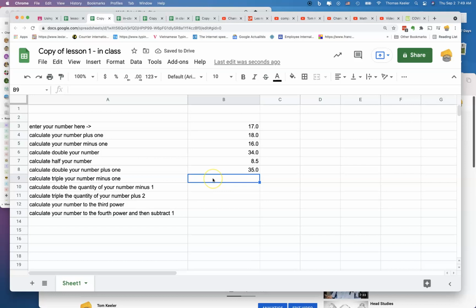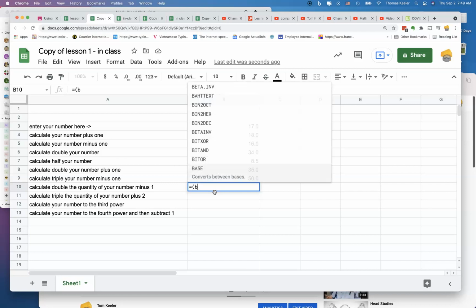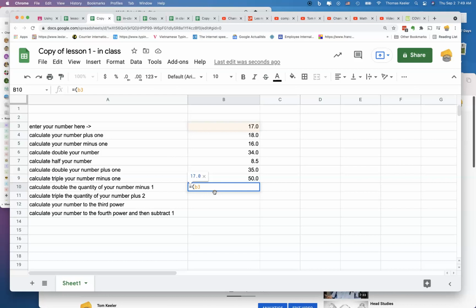Triple your number, minus 1. Okay, so just more. Triple would be times 3 minus 1, get 50. Calculate double the quantity of your number minus 1. So double the quantity of your number minus 1. So what we're going to do is let's do this. So one way, it isn't exactly clear, right? So our number minus 1, and we're going to double that. Okay, so that's one way to interpret it. So our number minus 1 is 16, and then we double it, to get 32.